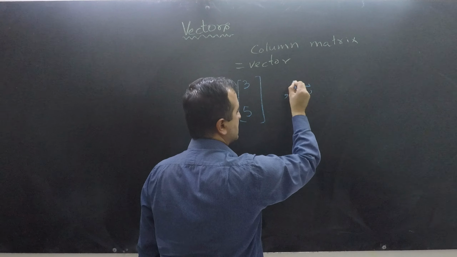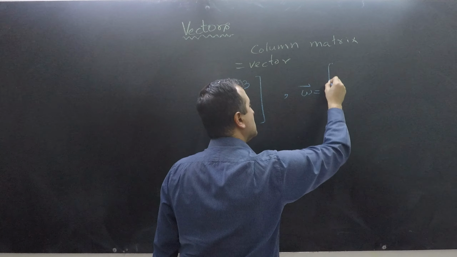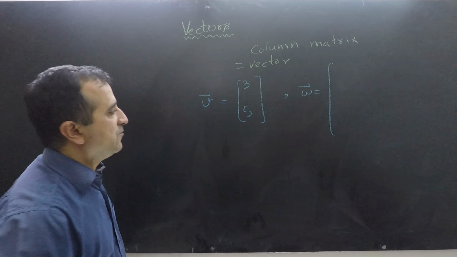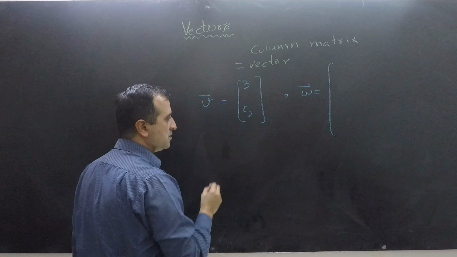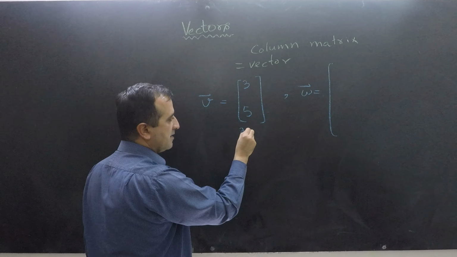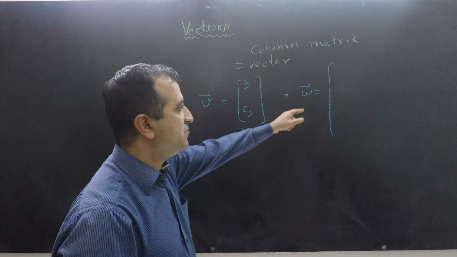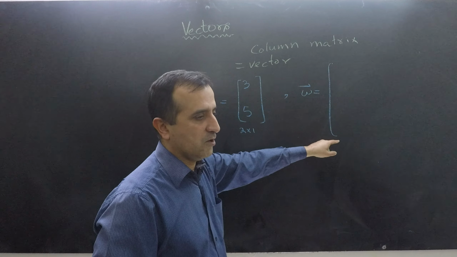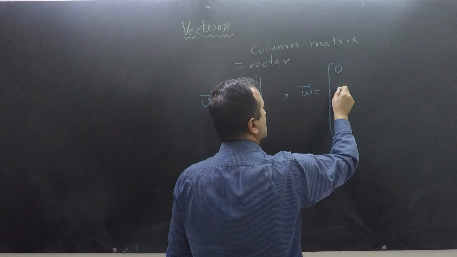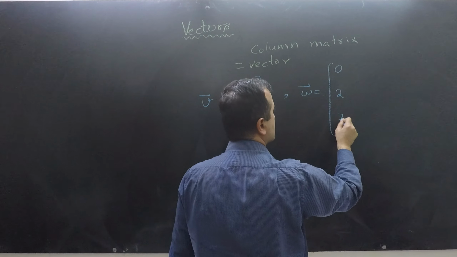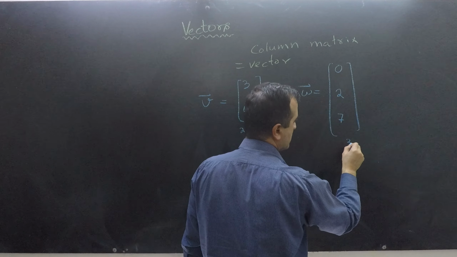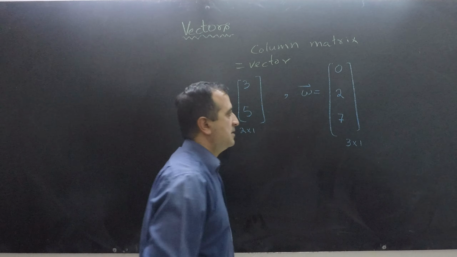So this is a vector, and let's make another vector W. This is vector W, and it's a column matrix. Column matrix means that it has 2 rows but 1 column. Similarly, this will have 3 rows and 1 column, so it is a column matrix. In this case, we will have 0, 2 and 7. And this is also a vector with 3 rows and 1 column, right?